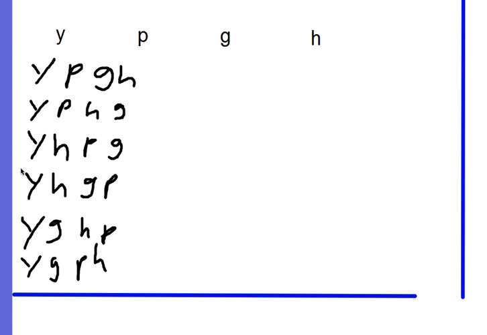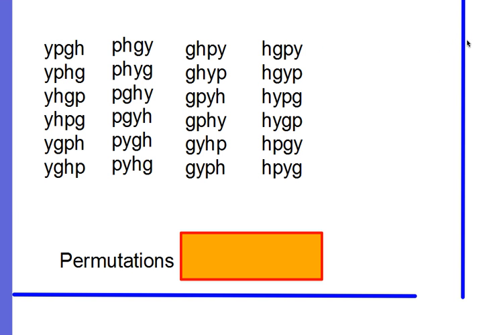Now we've used up all the possible permutations where we start with Y and then have the letters following. We could then swap to the next letter and choose whatever and have P and do the same process again. And this would be fairly time consuming and not necessary because it's done for you.